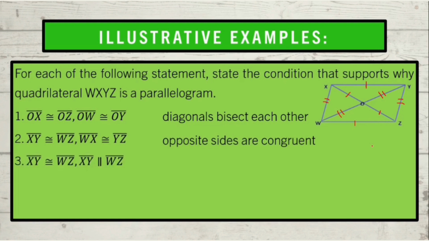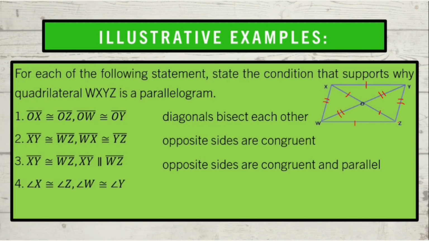Nice one, learners! Let's have number 3. Line segment XY is congruent to line segment WZ and line segment XY is parallel to line segment WZ. This is XY and it says that it's congruent to WZ. And also, they are parallel with each other. What is that condition again? Great job! Opposite sides are congruent and parallel.